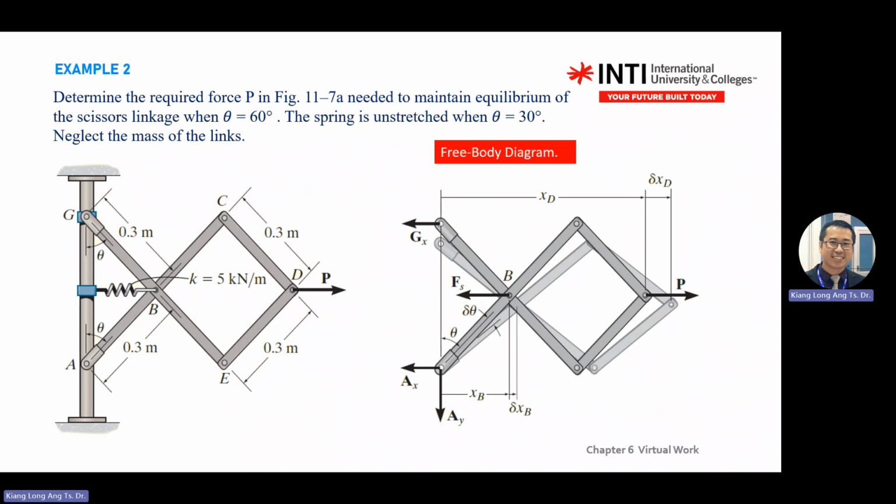So in a free body diagram, draw the bodies and then try to imagine how it works. So when an external P happens at D, it will move down. The point C will move down, point E will move up. G will move down. The spring will pull to the left.